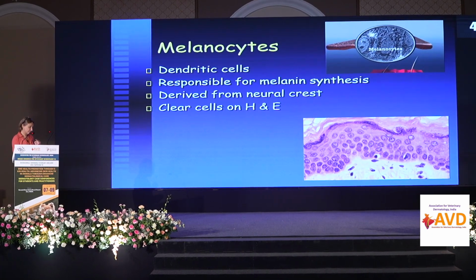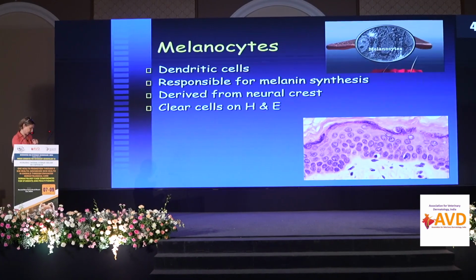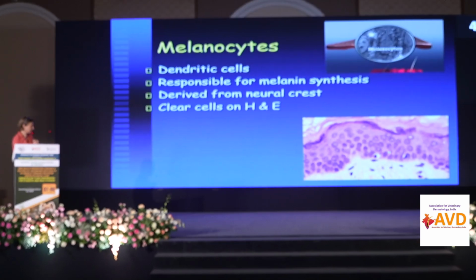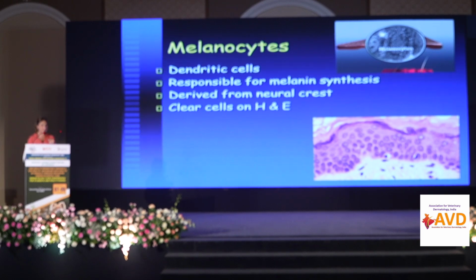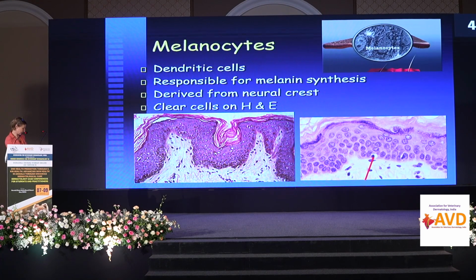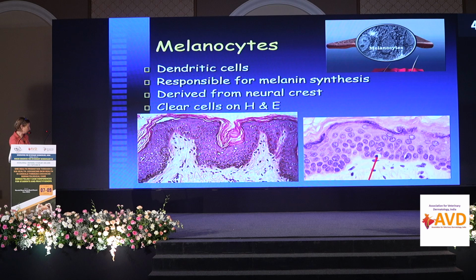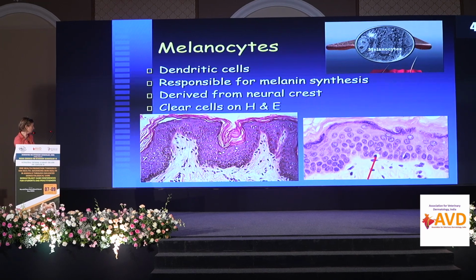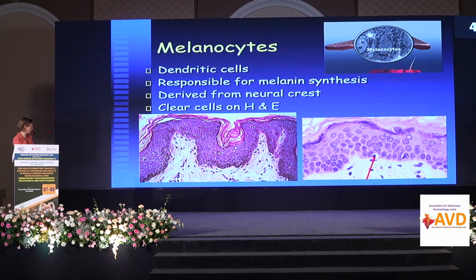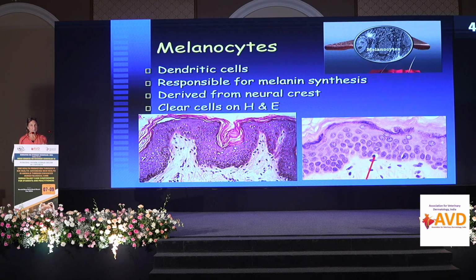So melanocytes on an H&E look like clear cells. This is a melanocyte. It's not a pigmented cell, it's a clear cell. So all these cells here are actually keratinocytes that are receiving the melanin from the melanocytes. The melanocyte is this one, okay? So the clear cells here, there's a melanocyte, and all the other pigmented cells are actually keratinocytes.